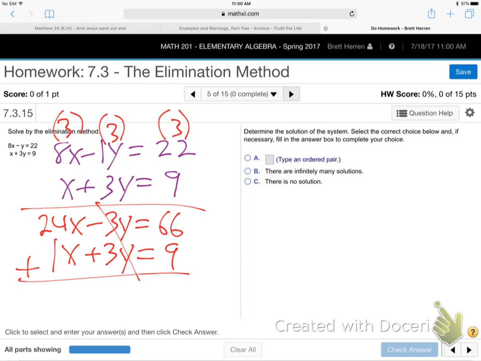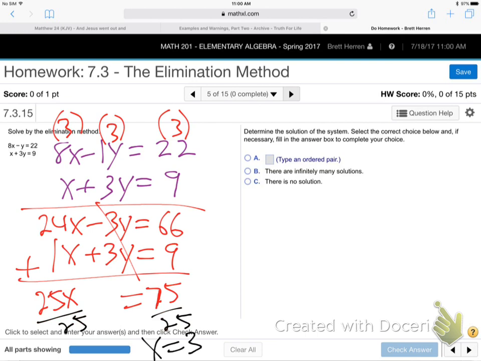So if you add those up, 24x and 1x is 25x. The y's eliminate. 75. Last step to get x alone. Divide through by 25. X is 3. Good, we got x. X is 3. Bring it on up here. Plug in x is 3. Where do you plug it in?